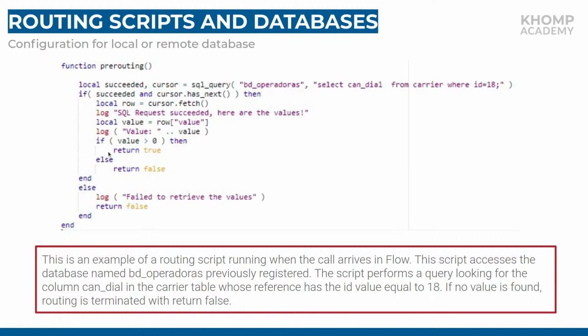So we have this. If you don't get the value from the database, you will return a false. And what happens in a pre-routing is that when it returns false, it drops the call, and the flow is not going to send the call forward.